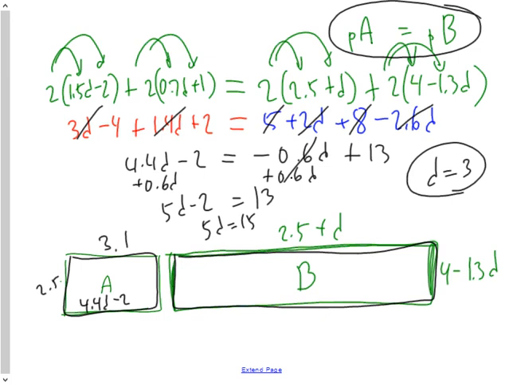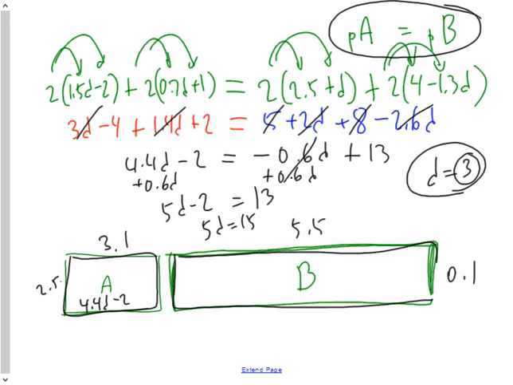So the dimensions of rectangle A are a length of 3.1 and a width of 2.5. Again, take this 3 for the second one, substitute it there. 2.5 plus 3 makes this longer one's length 5.5. And if I substitute the d here for 3, this is a little bit more complicated. That's going to be 4 take away 3.9, which makes the width just 0.1. I believe. Is that right? Did I do that right? 0.1.